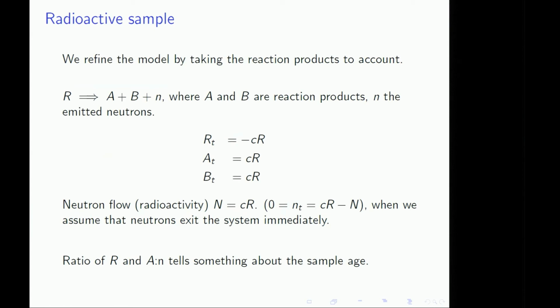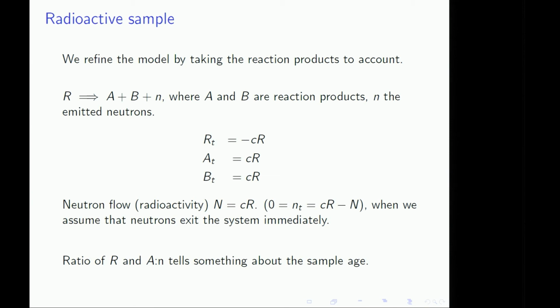So we can refine the model and introduce the reaction products to the model. So we model the reaction of R dividing into A and B and emitting some neutrons N. A and B are reaction products. And then we have three conservation principles. So one for the original radioactive particle R, which is the decay equation. And then for A and B, we have source terms that arise from this radioactive decay. So the sources of A and B are proportional to the concentration of R.